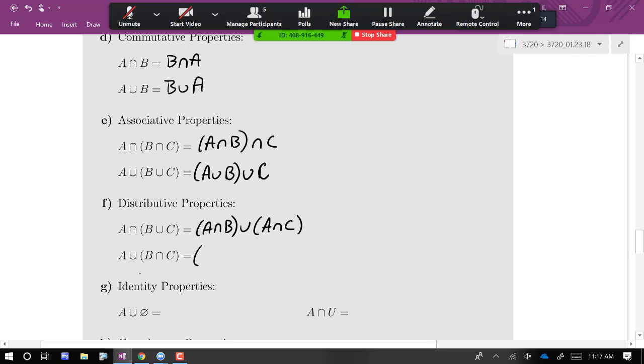So if union distributes over the intersection, what will this look like? Same with this change of sign. Yep, so what do we get? Turn on your microphone. A union B. Intersection. Mm-hmm. A union C. Yeah.